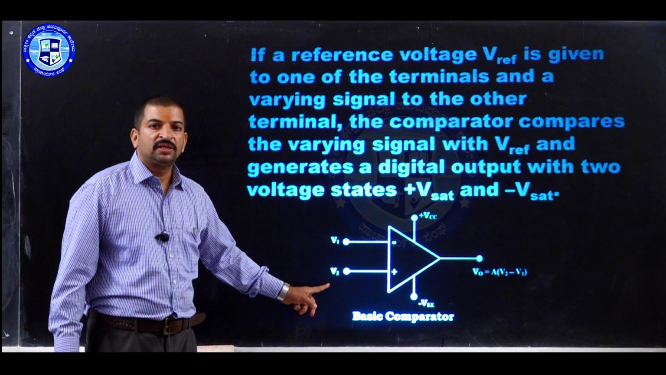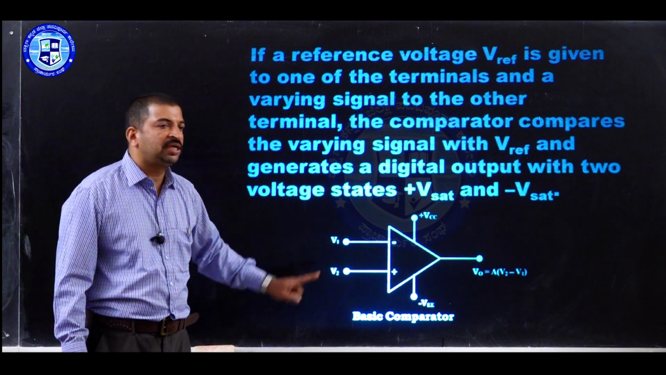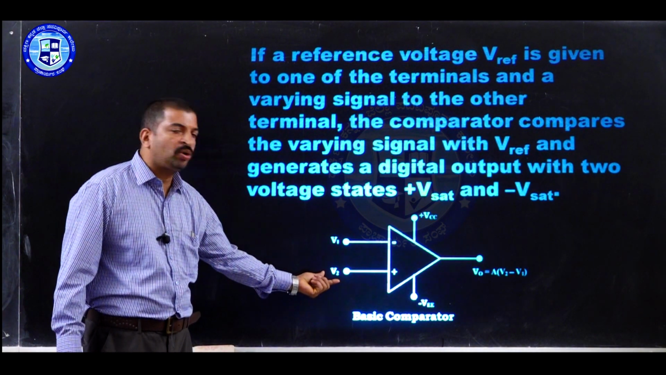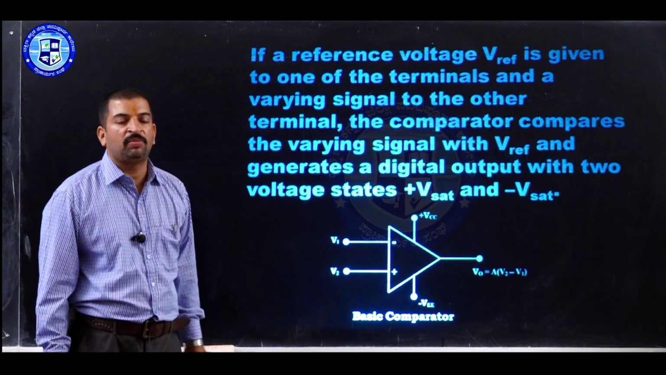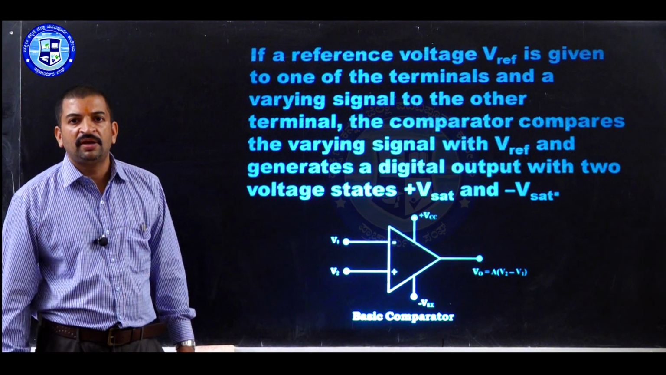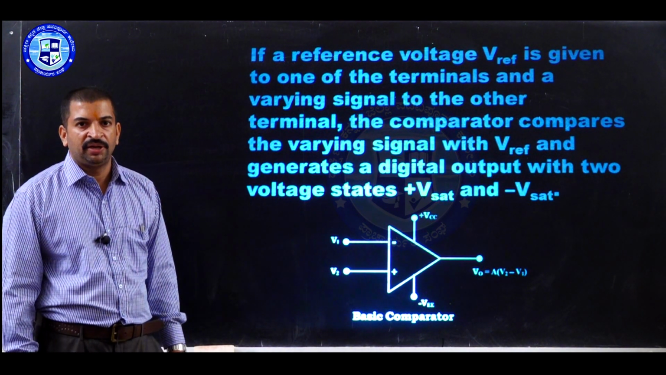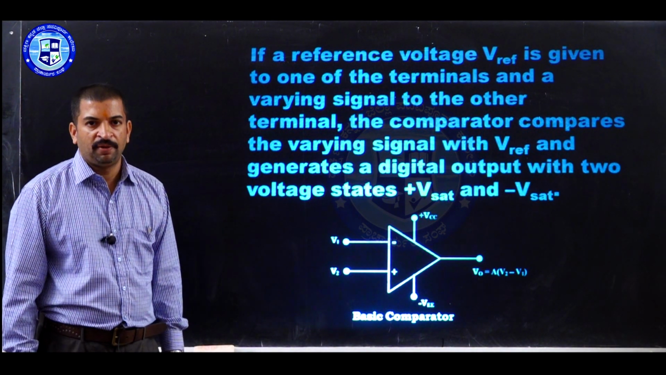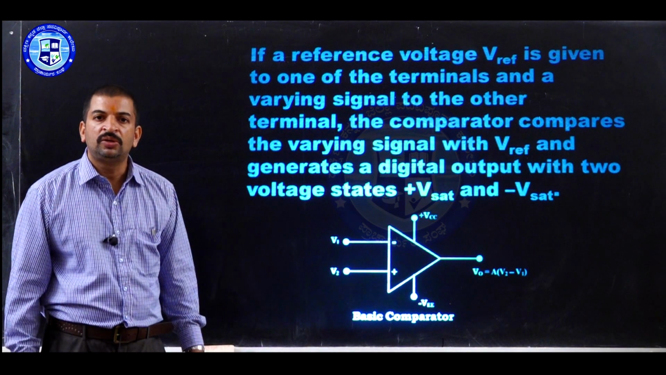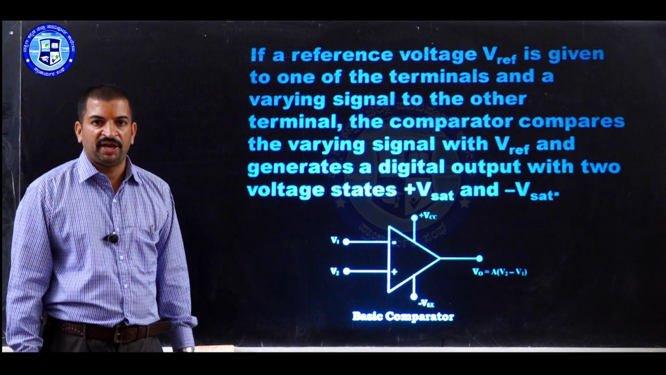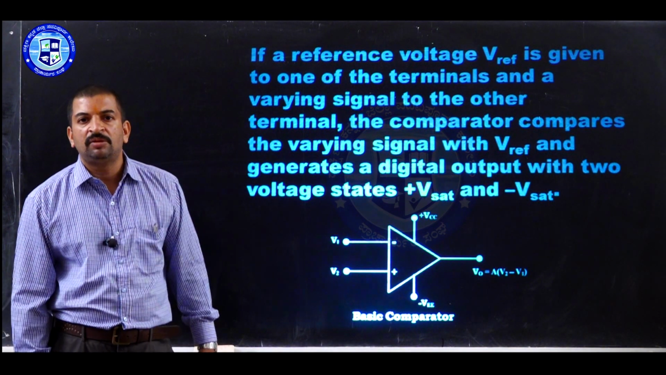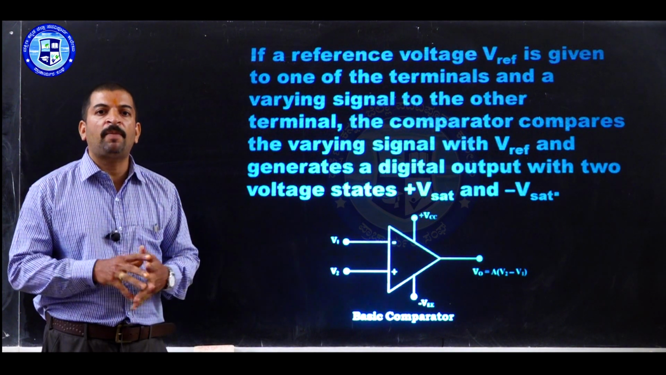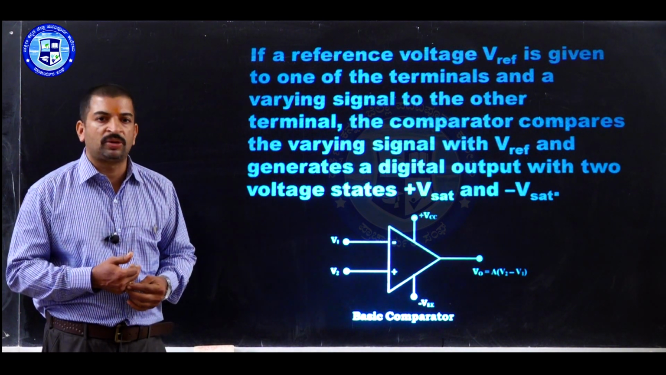Let us consider the voltage across the non-inverting terminal is greater than the voltage across the inverting terminal. So when the voltage across the non-inverting terminal is greater than voltage across the inverting terminal, the output voltage is at plus V saturation. Now these saturation voltages are very close to the battery voltages. Plus V saturation is nearly equal to the plus VCC, and minus V saturation is nearly equal to minus VEE. The op-amp goes into saturation because op-amp cannot generate very high output voltages.